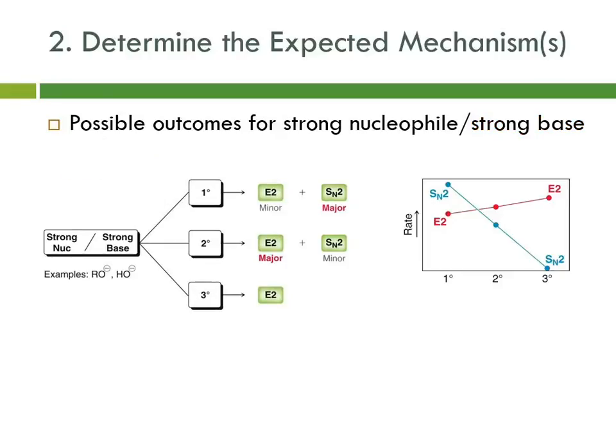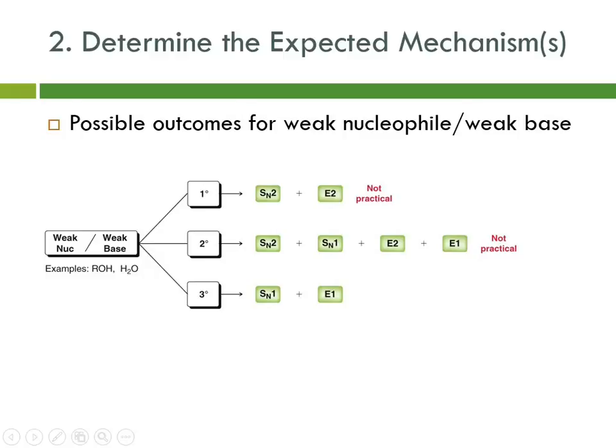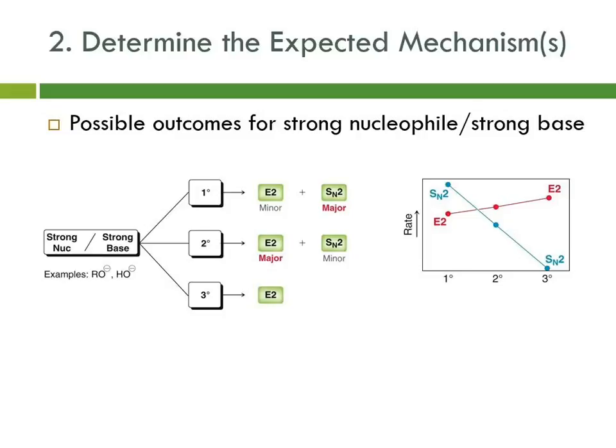And then we have strong nucleophile, strong base. So this one, the tertiary, is easier to think about. Strong nucleophile, strong base, we're comparing the bimolecular processes, the SN2 and E2. Tertiary can't undergo SN2 mechanism because of steric hindrance, so we're only going to get E2.